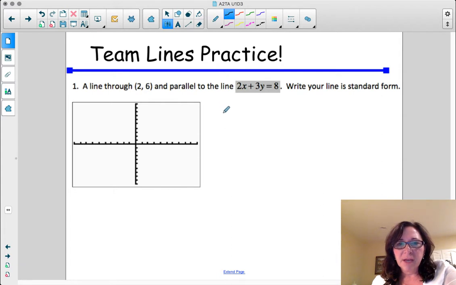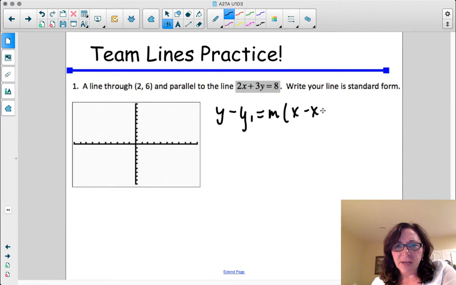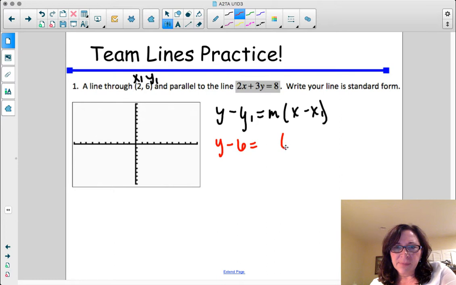We have (2, 6), so we're going to put this in the form y minus y1 equals the slope times x minus x1. And what we have here is this is x1 and this is y1. So we're going to plug that point in. So we have y minus y1, which is 6, equals our slope, which we don't know yet, times x minus the x-coordinate, which is 2.